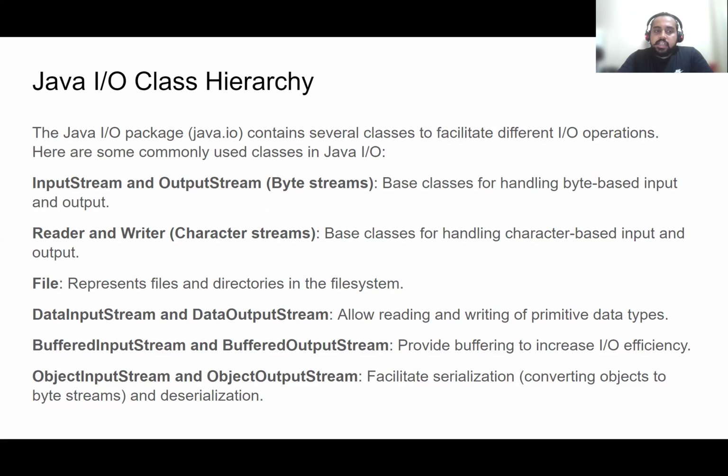The first classes we already discussed are InputStream and OutputStream. These help for byte streams. This is the base class for handling byte based input and output. Reader and Writer, we saw, are related to character streams. They are the base classes for handling character based input and output. Under these classes, we have subclasses for different operations.